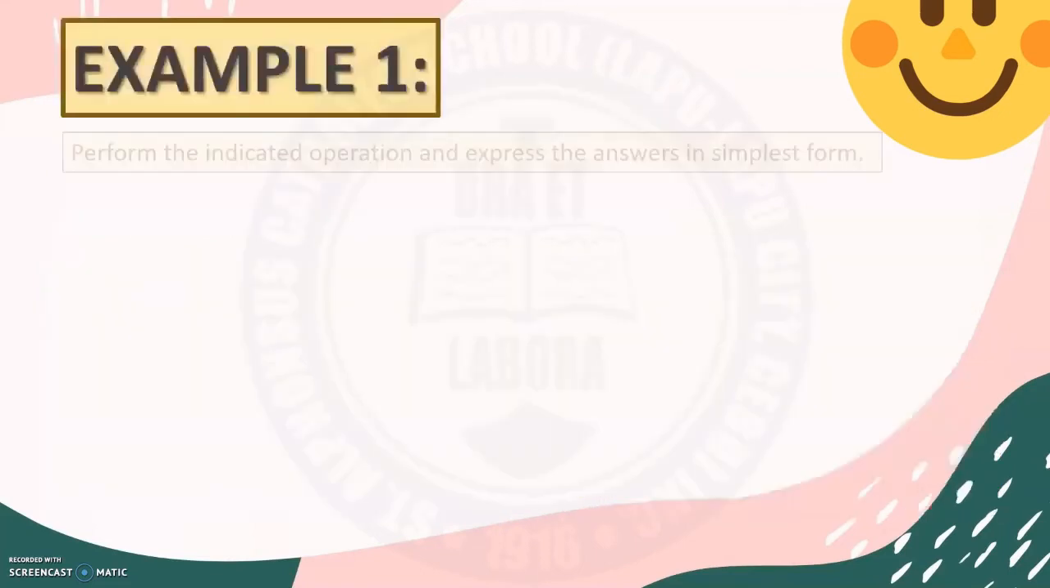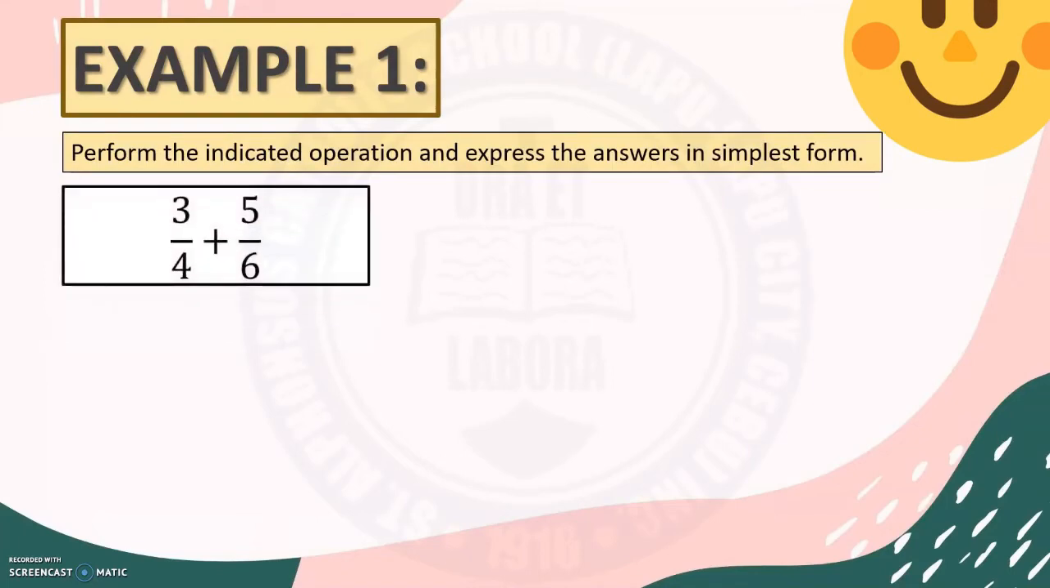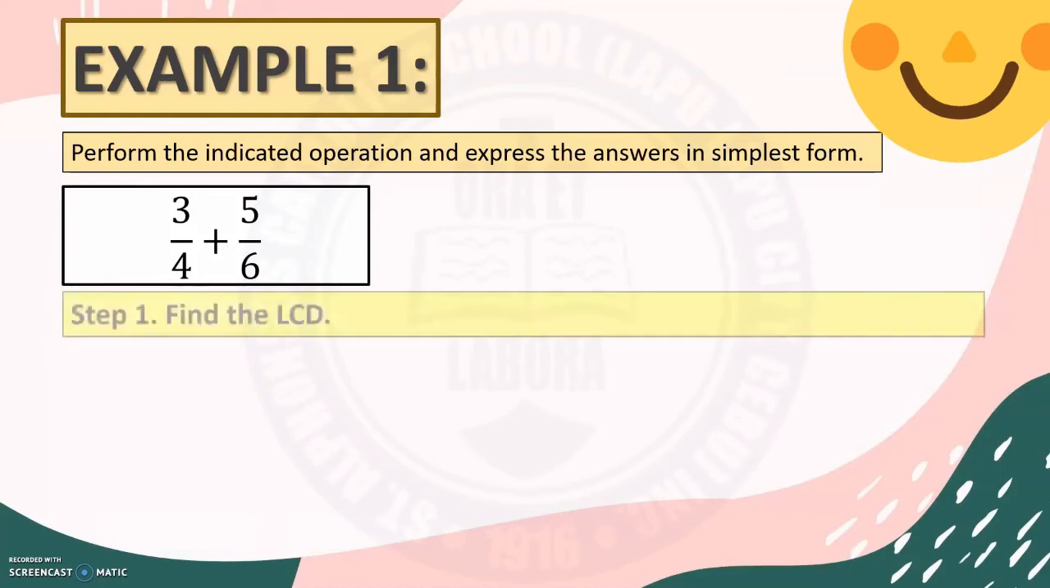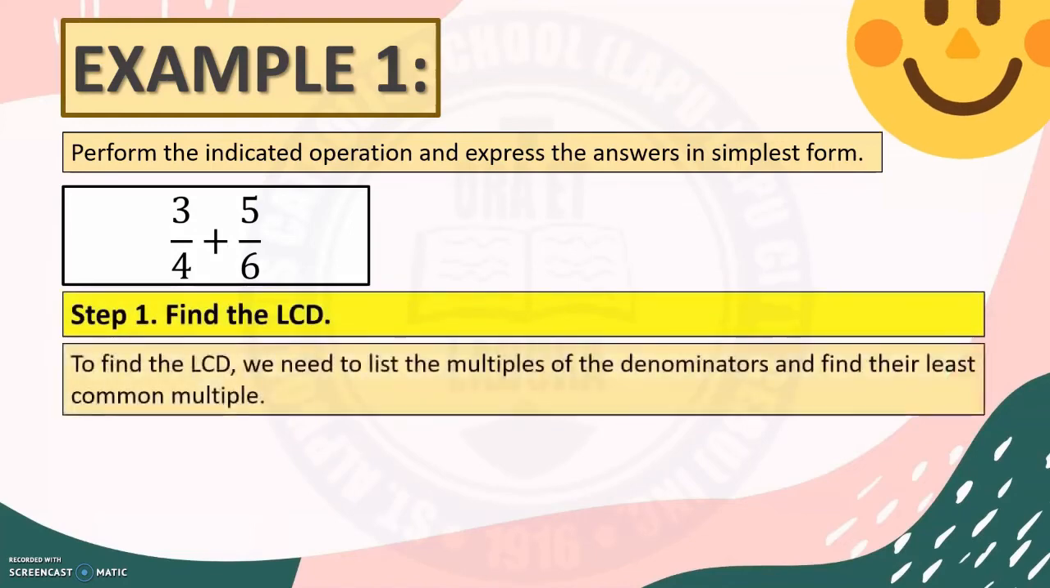Let's have examples. Example number 1. Perform the indicated operation and express the answers in simplest form. 3/4 plus 5/6. These two fractions are dissimilar fractions because they have different denominators. Let's follow the steps in adding dissimilar fractions. Step 1. Find the LCD. To find the LCD, we need to list the multiples of the denominators and find their least common multiple.